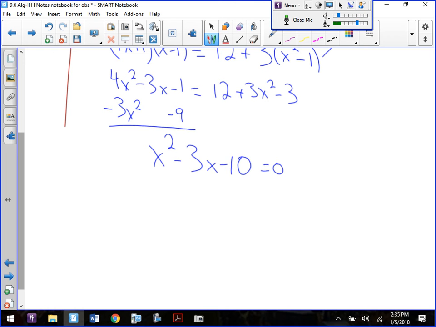Imagine. What times what is negative 12 and adds together to get negative 3? Oh yeah, did I say 12? Sorry, I was looking at the 12 when I said it. So what times what is negative 10 and adds together to negative 3? Negative 5 and 2.